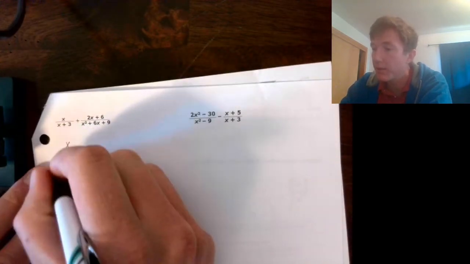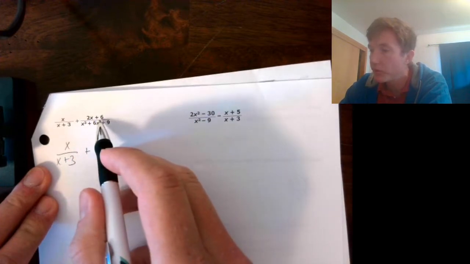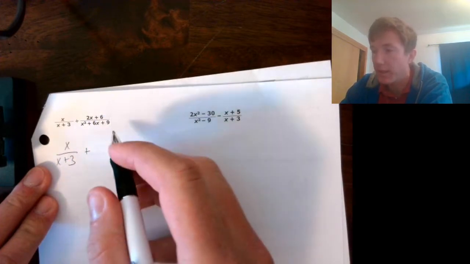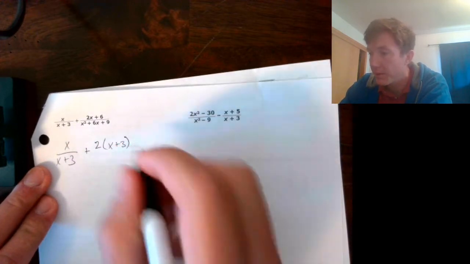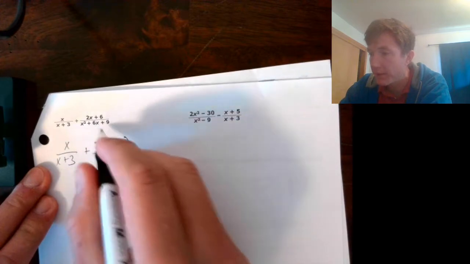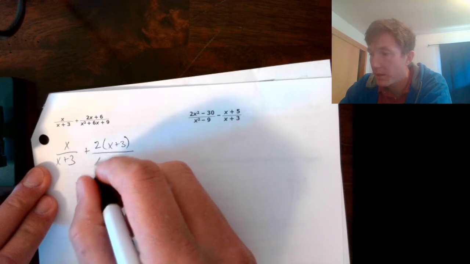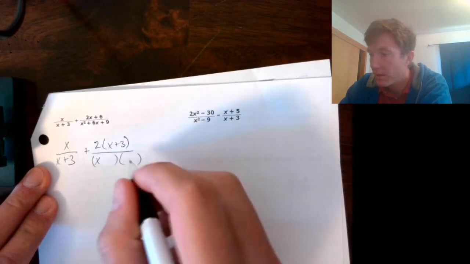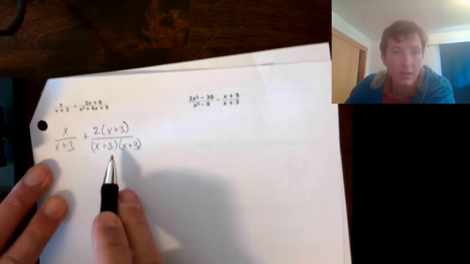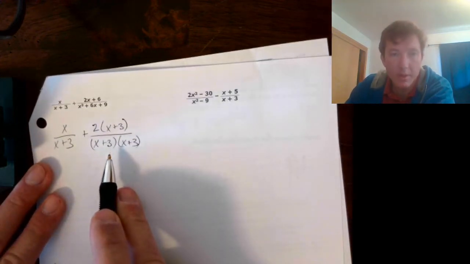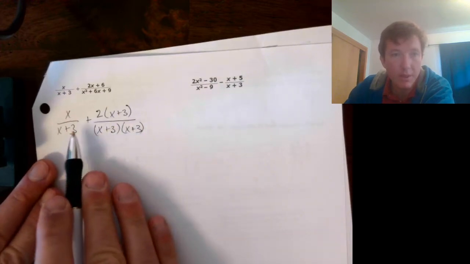So I get x over x plus 3 plus, I can factor here. I'll take out, let's say I'll take out a 2. X plus 3 over, and then I'll factor this bottom here. This is going to be x and x. This will be the same thing. So that's actually kind of nice. Let's go ahead and work with this side first, though.